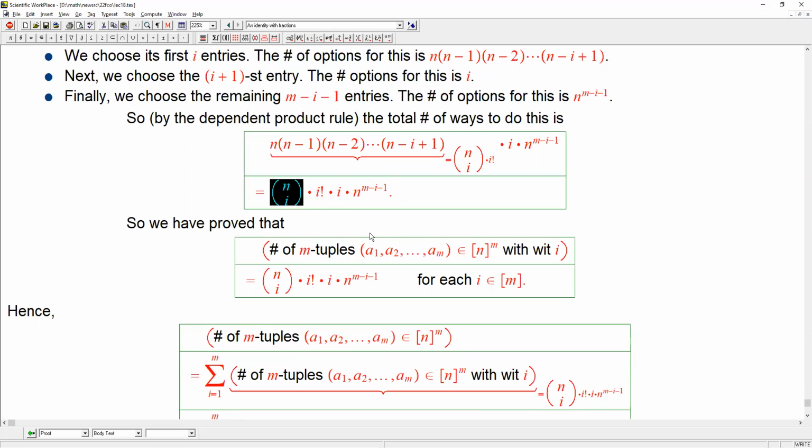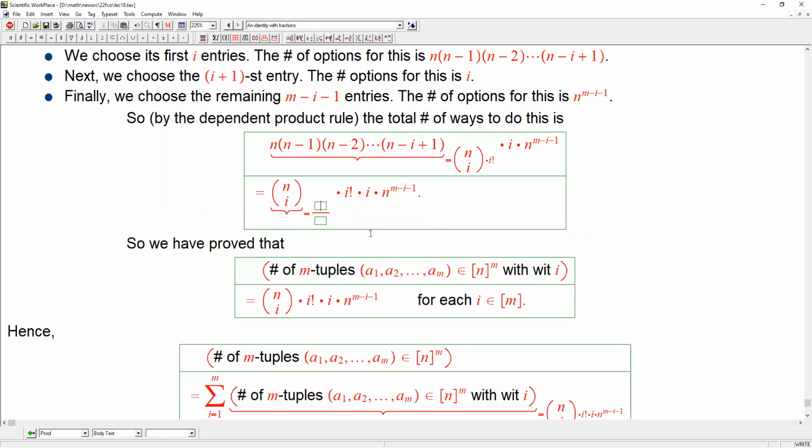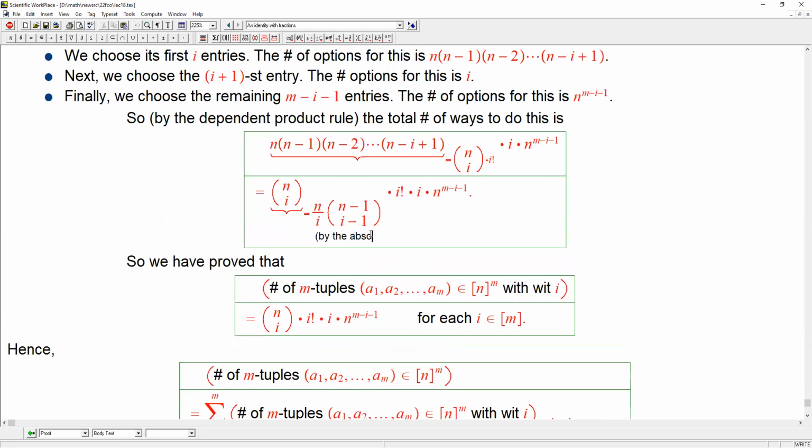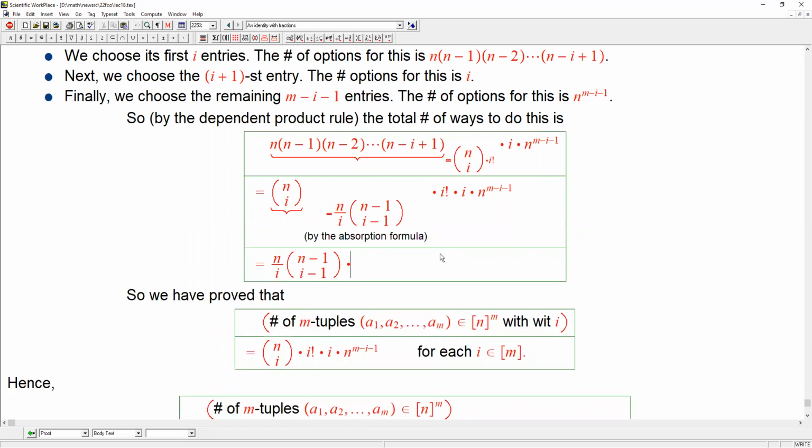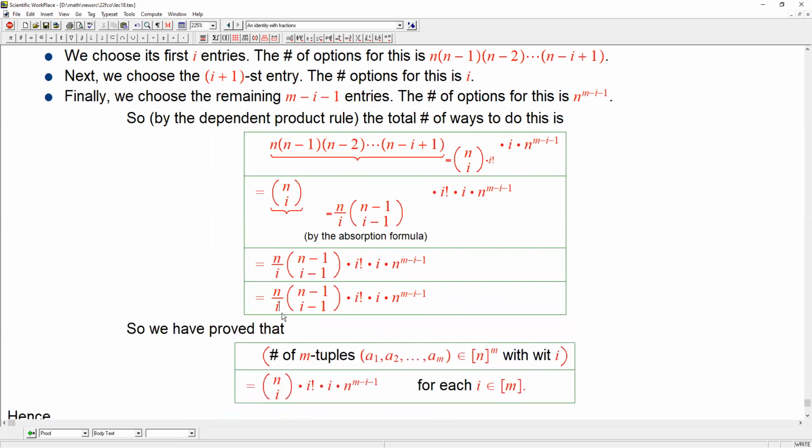n choose i by absorption is n over i times n minus 1 choose i minus 1, by the absorption formula. And this fraction cancels this i factor. So this is kind of convenient. Moreover, this n joins this other n, so it raises the exponent. Okay, good. So this looks a little bit nicer.